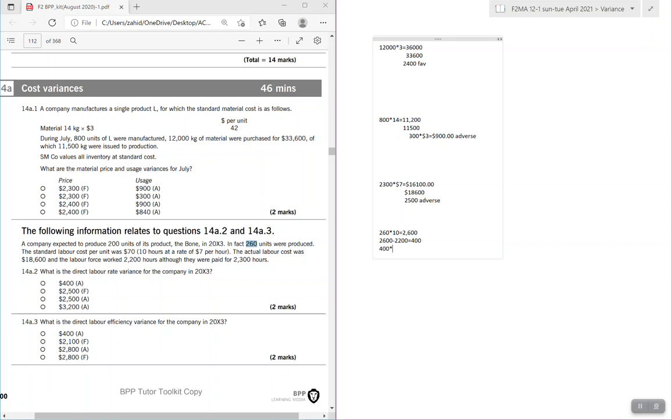So multiply that by the standard rate, which is 7, we have 2,800 favorable variance. Even though we paid a higher rate, we actually saved on efficiency. So overall, you can see we have saved $300 on labor.